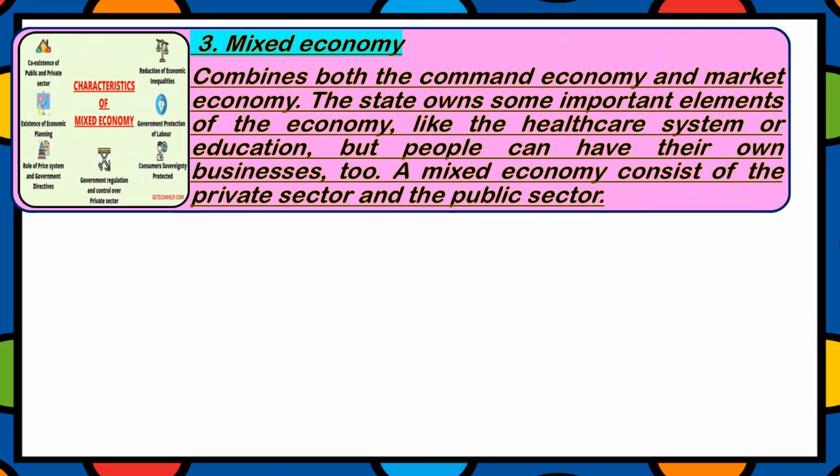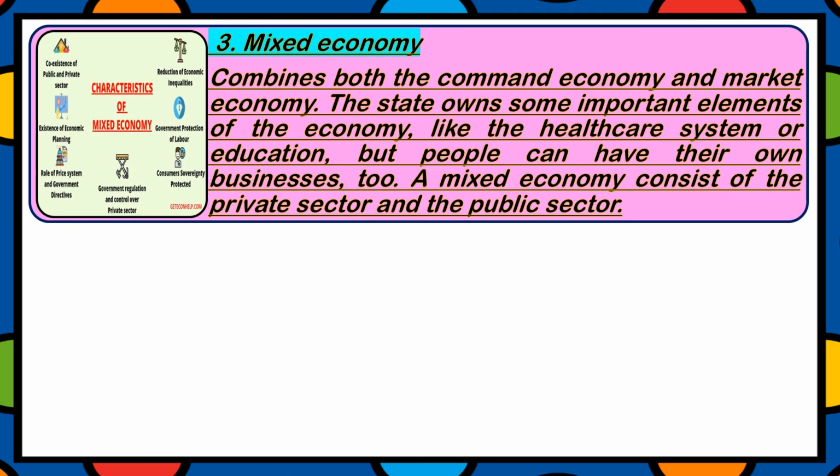Next class, we have number 3, mixed economy, combines both command economy and market economy. The state owns some important elements of the economy, like the healthcare system or education, but people can also have their own businesses too, like in Thailand. It's a mixed economy because we have here the hospital that provided by the government. We have private hospital provided by different people. So a mixed economy consists of the private sector and the public sector.